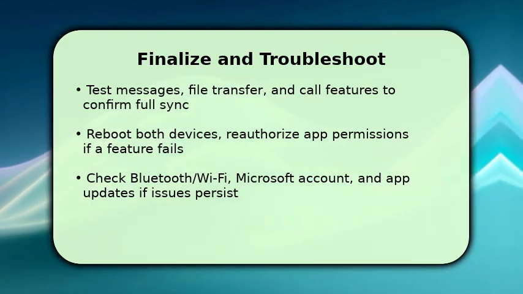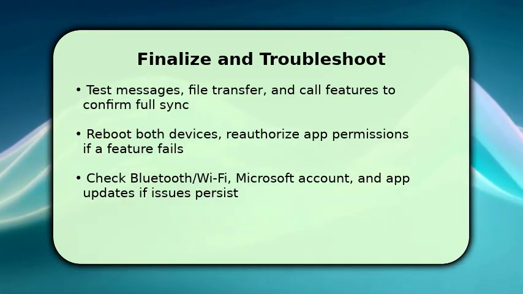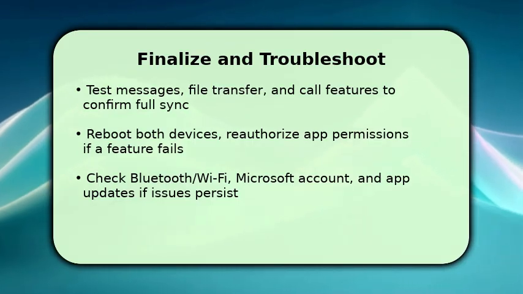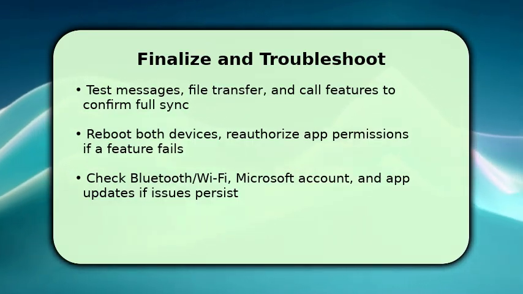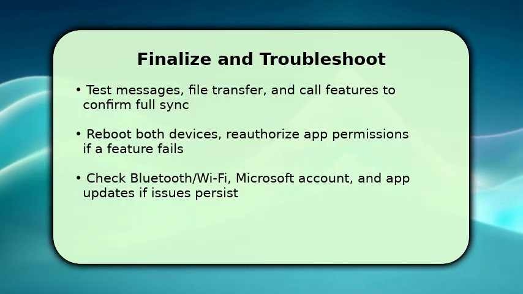If something fails, first reboot both devices and reopen the Phone Link apps. Make sure permissions haven't been revoked. If problems continue, reauthorize the app permissions on the phone, check that Bluetooth and Wi-Fi remain enabled, and confirm you're signed into the same Microsoft account.